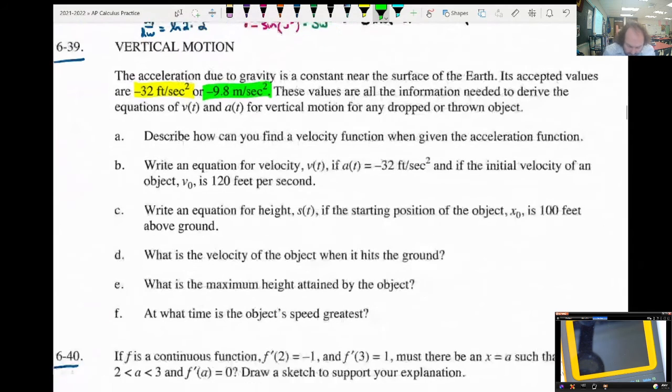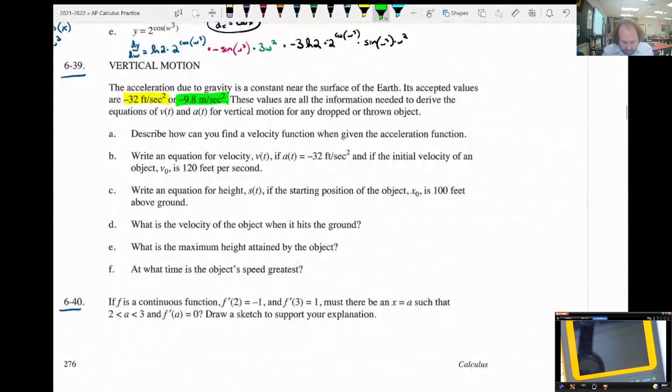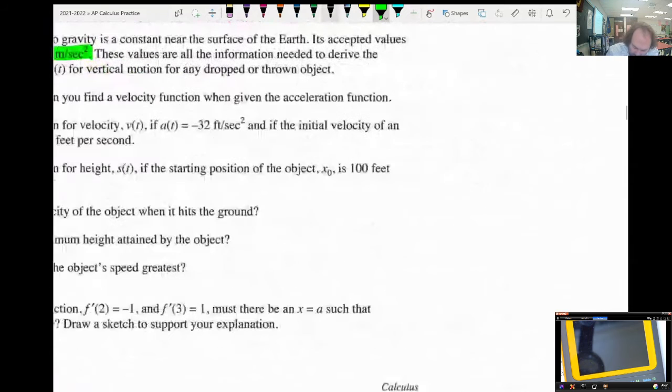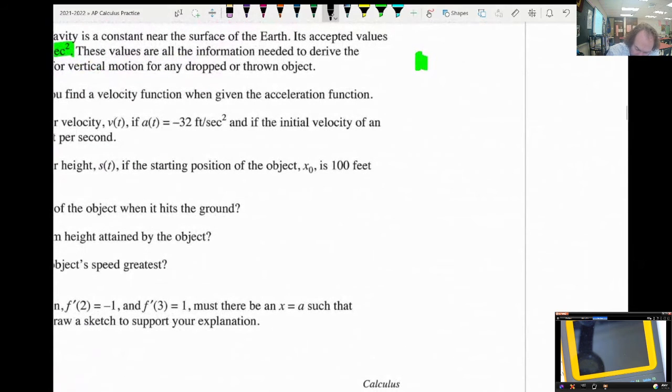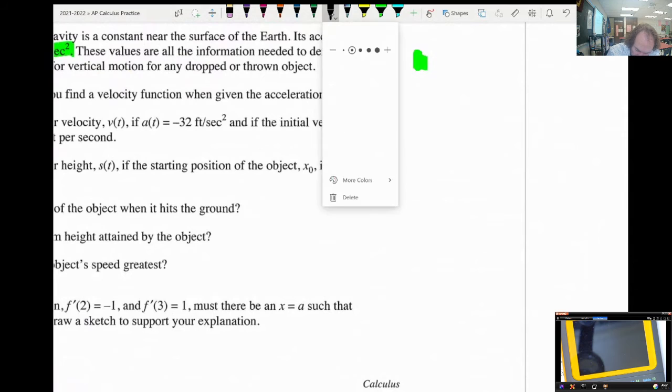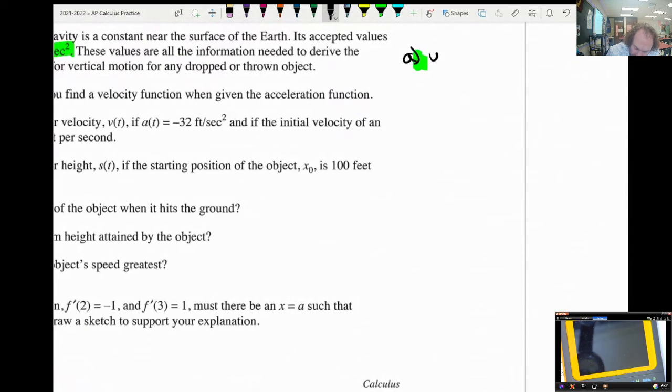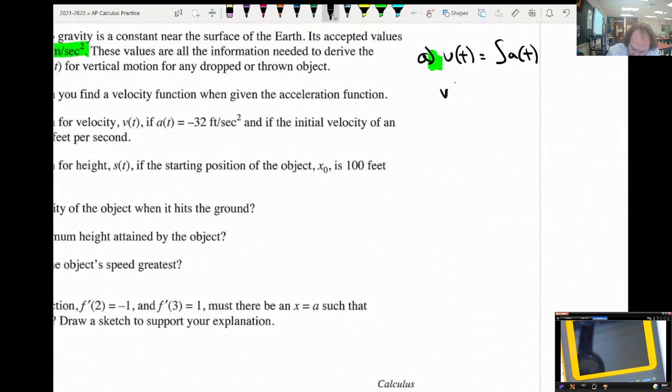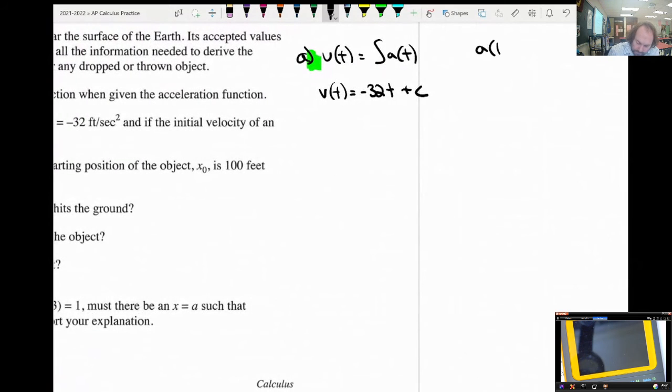See, here's the thing. You can easily find the velocity function when given the acceleration function in question A, because the velocity is just going to be the integral of the acceleration, or the antiderivative of that. Now, the antiderivative, let's say if we're using feet per second, we've seen this before, is going to be negative 32t plus c. Because if you take the antiderivative of negative 32, then you get negative 32t plus c.